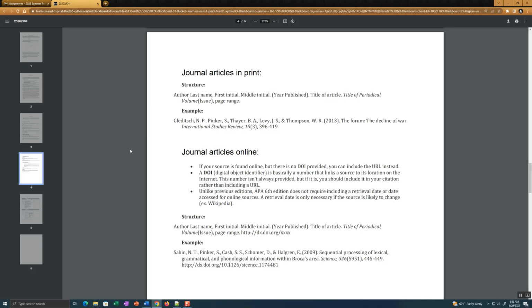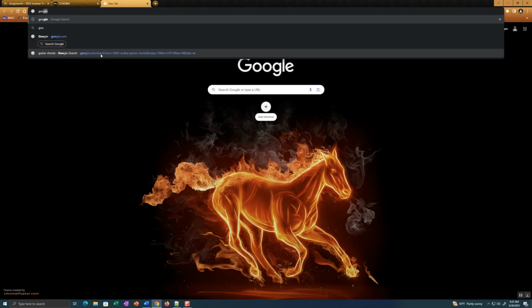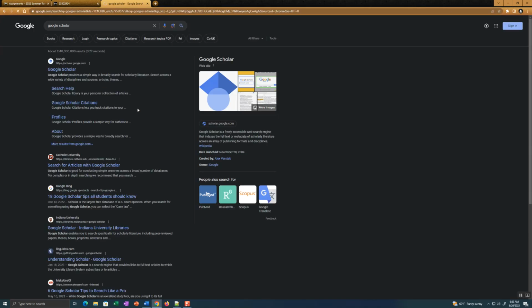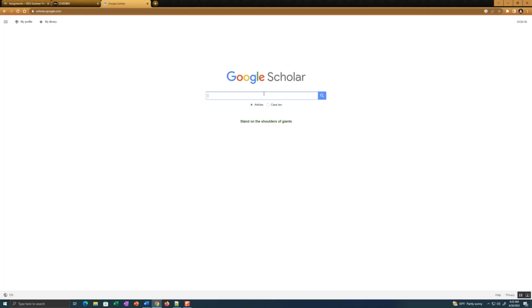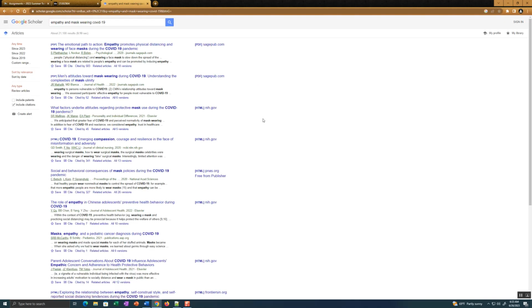So let's go to Google Scholar. This is where you probably found some of your articles. And in Google Scholar, you're going to find your article, right? So let's say I'm looking at empathy and mask wearing for COVID. And you may or may not be finding articles like this. The emotional path to action, empathy promotes physical distancing and wearing a face mask during the pandemic. That sounds very relevant. Something that you could have used in your introduction.